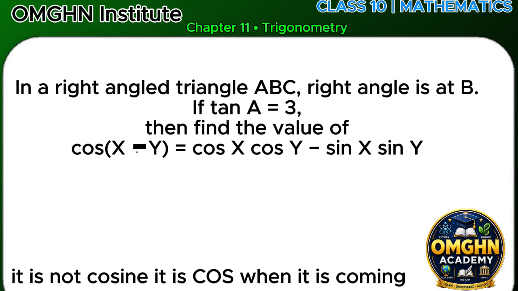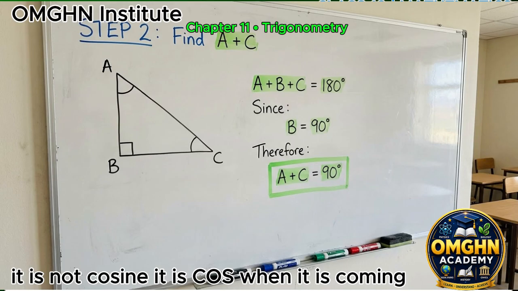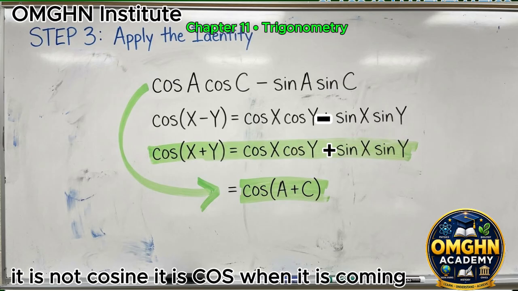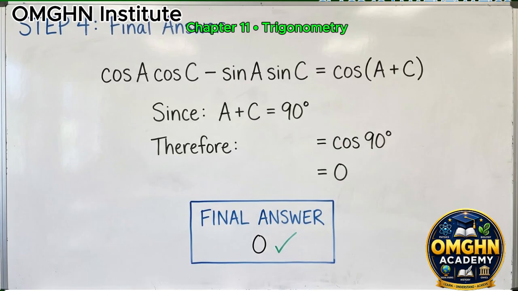Now let's solve the second expression. Cosine A cos C minus sine A sine C. Substitute the values. We get 1 by root 10 multiplied by 3 by root 10 minus 3 by root 10 multiplied by 1 by root 10. That gives us 3 by 10 minus 3 by 10. Therefore, the answer is 0.